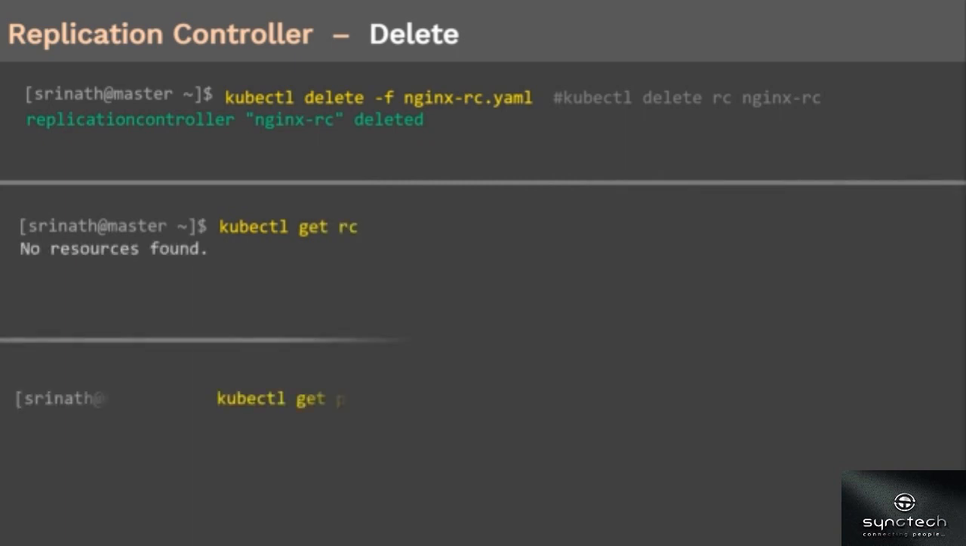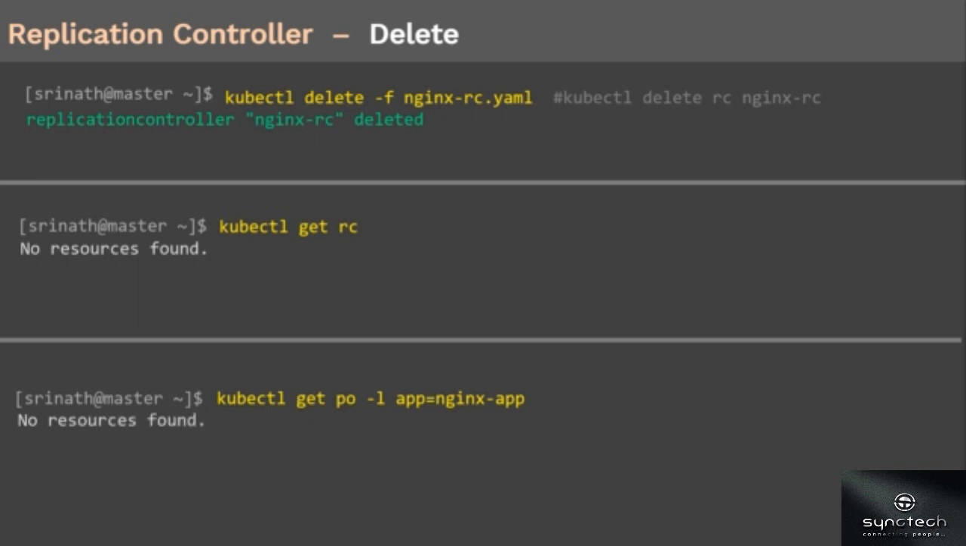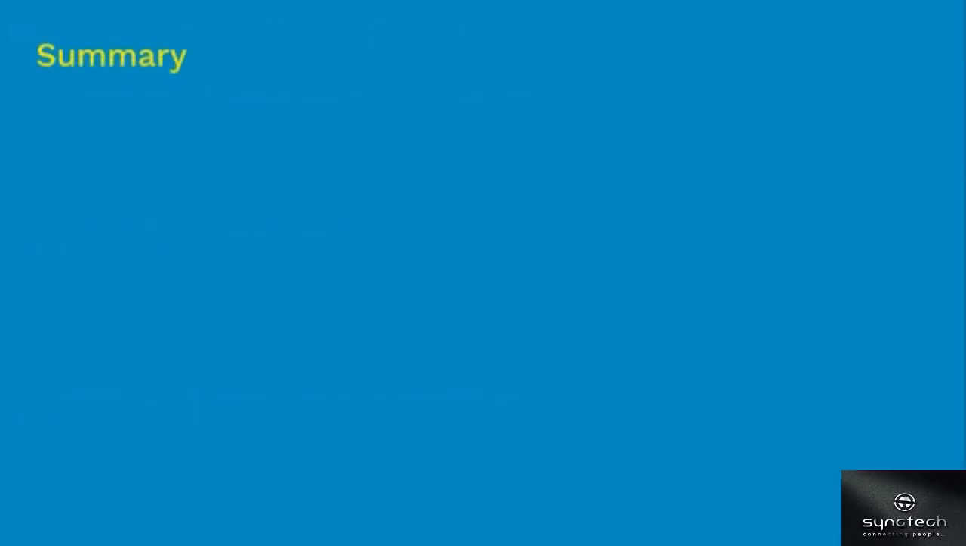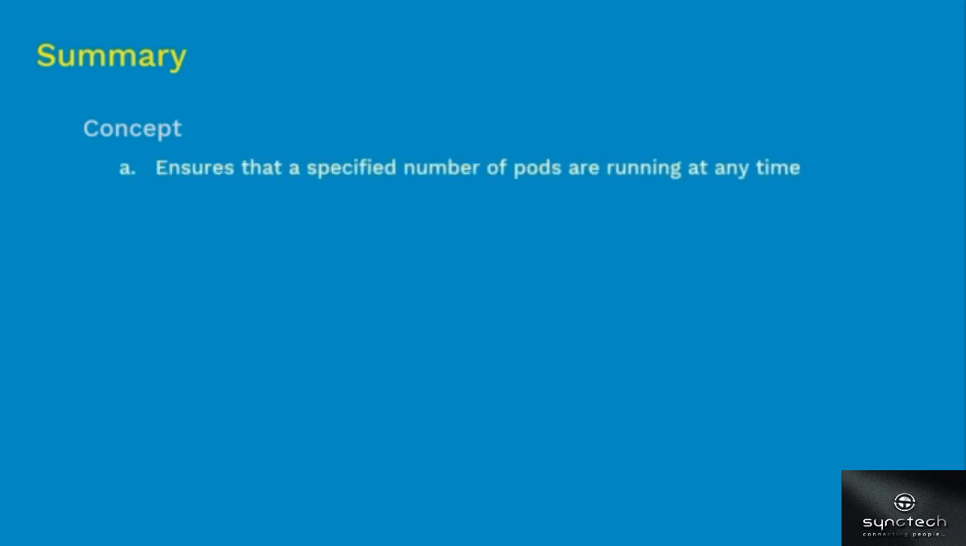So far, we have deployed applications using replication controller, then we tested use cases of it. And now, before we move on to the actual demo, we'll review the important points that we discussed in the last few minutes. So coming to the summary, in first section, we discussed what is replication controller. As we discussed, replication controller ensures that a specified number of pods are running at any time. Then we discussed how replication controller supports high availability and load balancing.